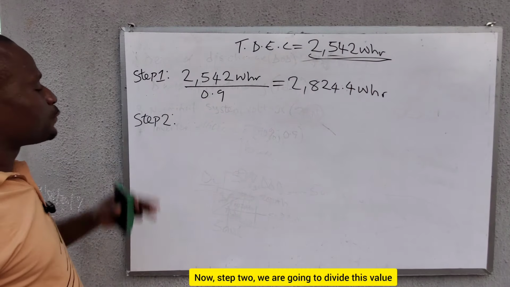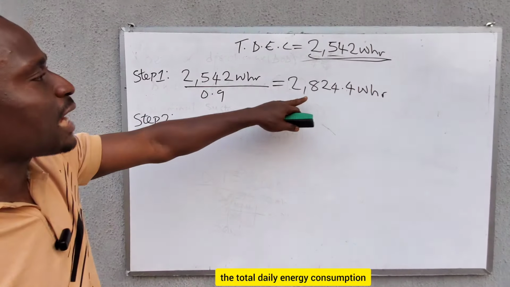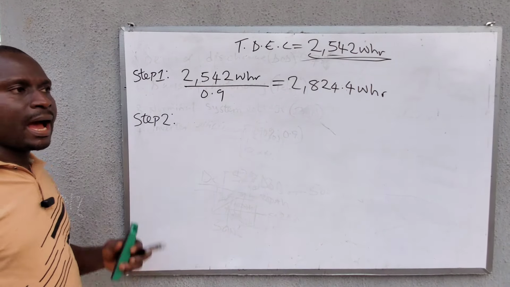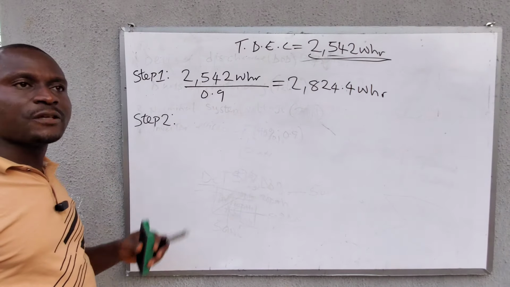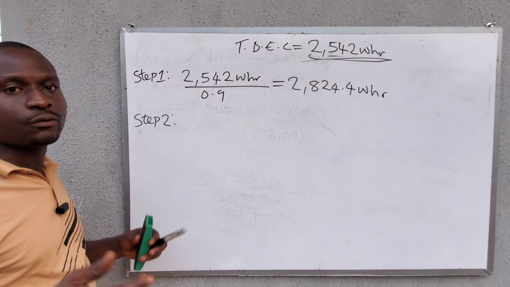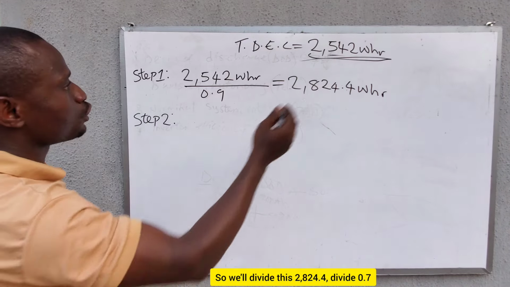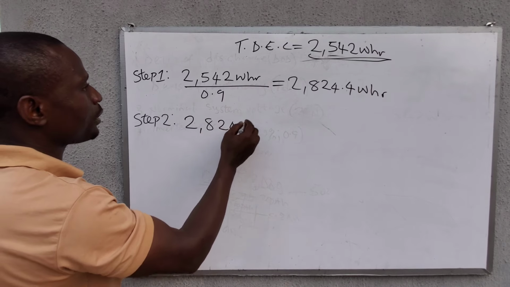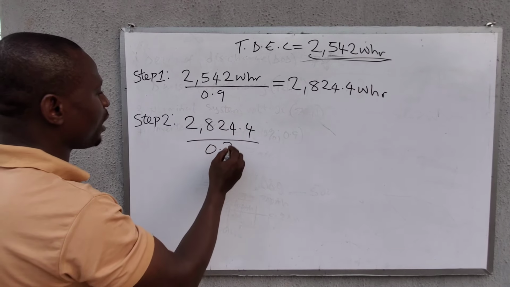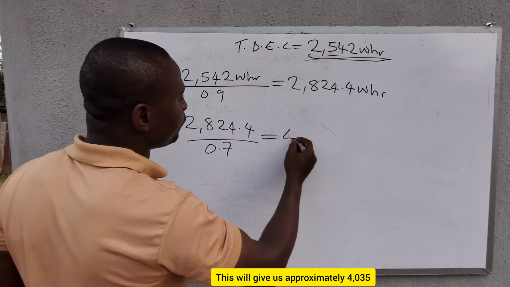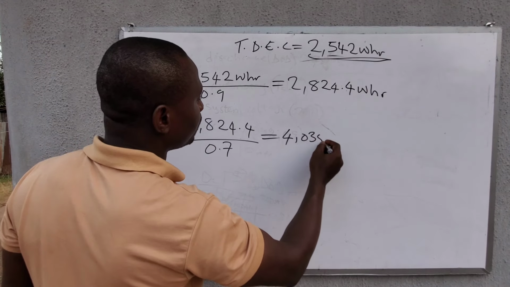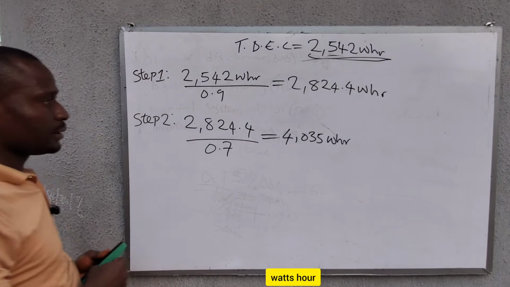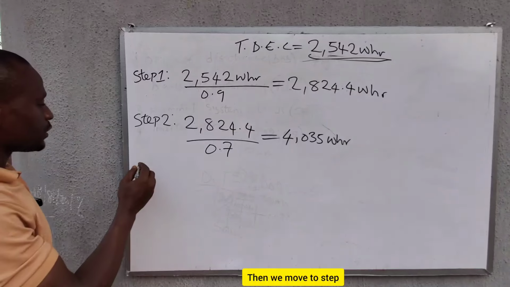So this is the first step, 2,824.4 watt hour. Now step two, we are going to divide this value by the depth of discharge, DOD. We said we are going to use 70% as our depth of discharge, which is the same as 0.7. So we divide 2,824.4 by 0.7. This will give us approximately 4,035 watt hour.